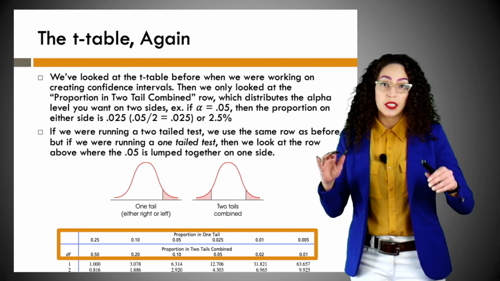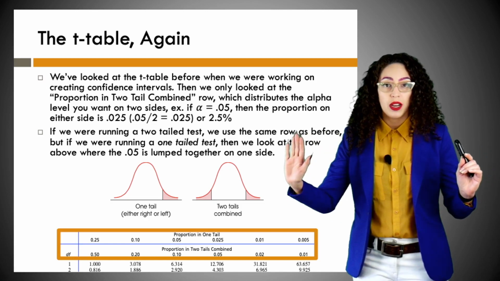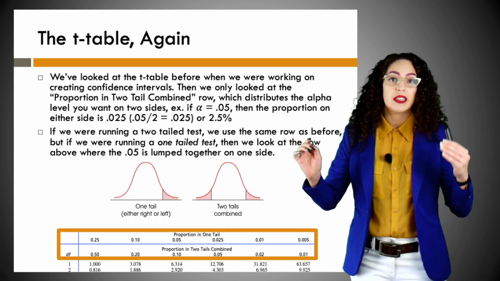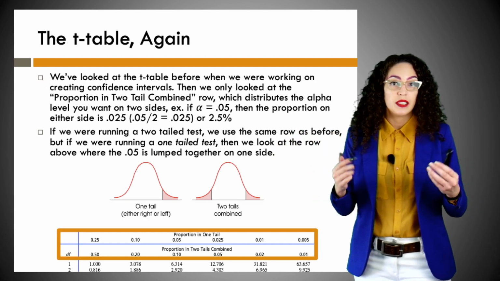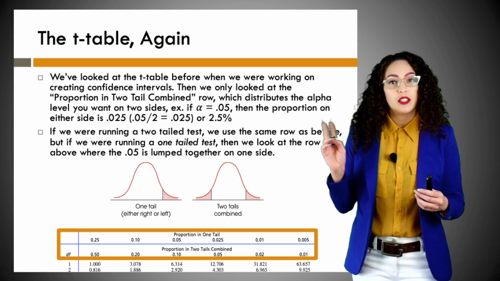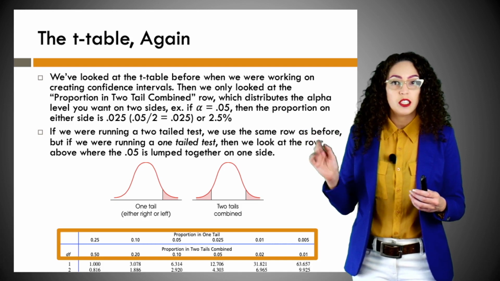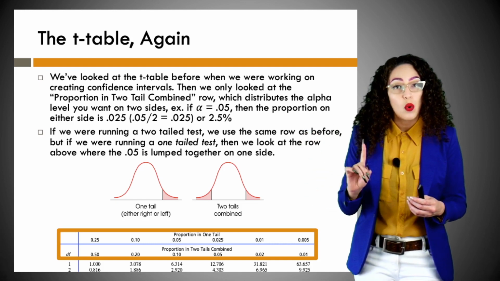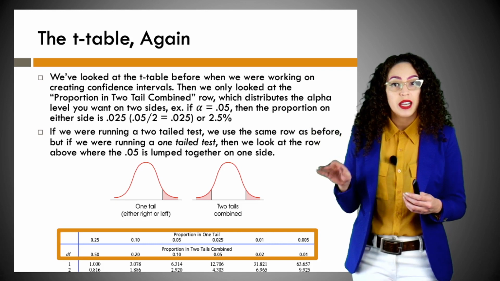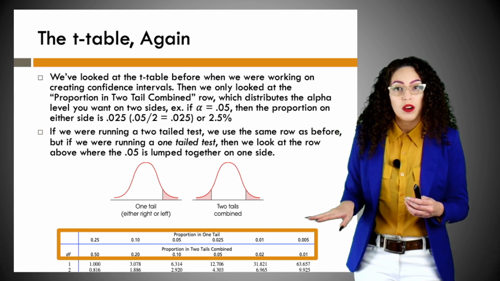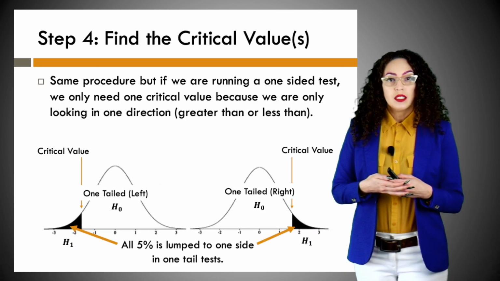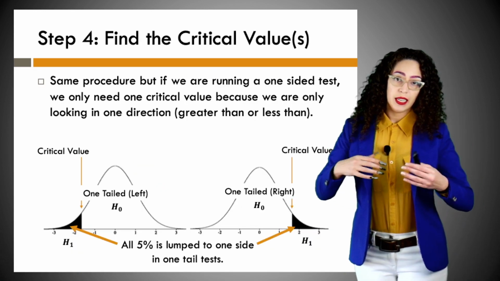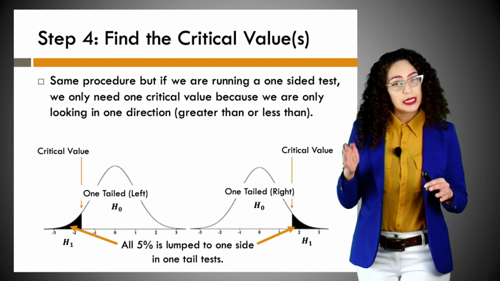So it's going to put 0.025 and 0.025 on each side. Or you can also think of it as 2.5% and 2.5%, which equals that 5% for 95% confidence. If we were running a two-tailed test, we use the same row as before, but if we were running a one-tailed test, then we have to look at that row right up here, where all of that 0.05 is lumped onto just one side. Looking up a critical value for a one-sided test is the same as a two-tail, but you're going to be looking in a slightly different column.